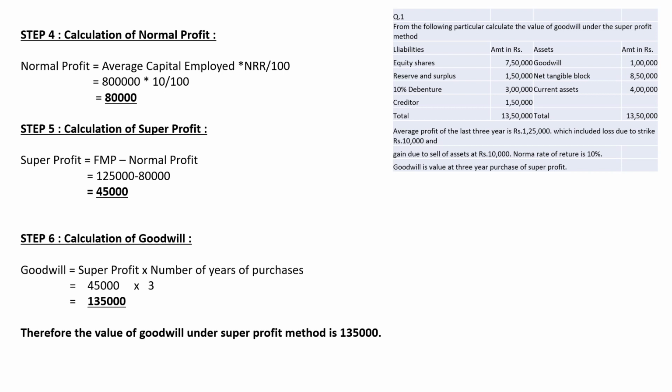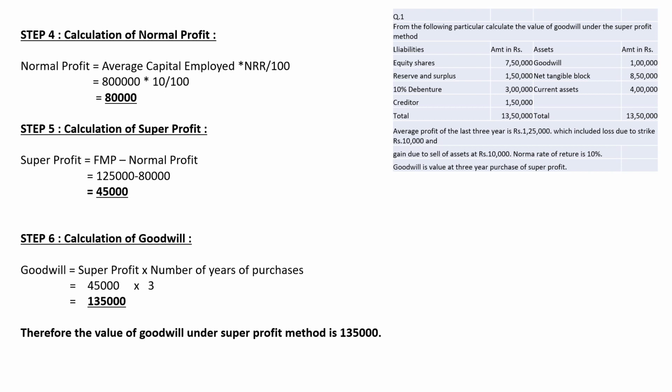Next step is calculation of super profit. So super profit equals future maintainable profit minus normal profit. Okay, so the formula for calculating super profit is FMP, that is future maintainable profit, minus normal profit. So you have the future maintainable profit, you got the amount as 1,25,000, minus normal profit, which is 80,000, equals 45,000. So 45,000 is your super profit.